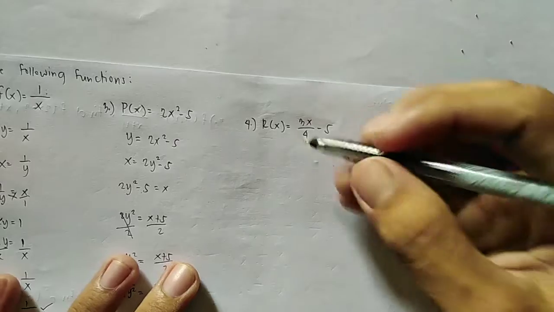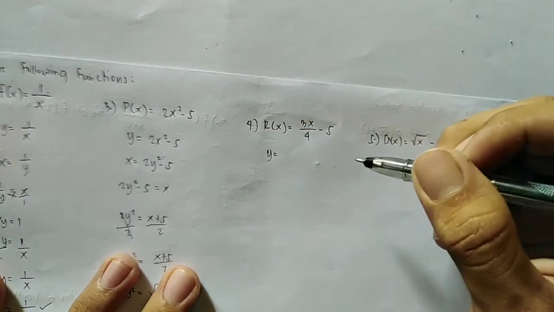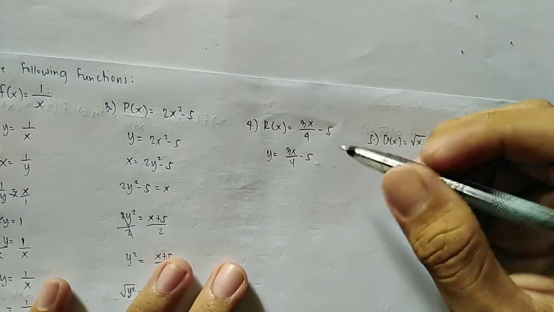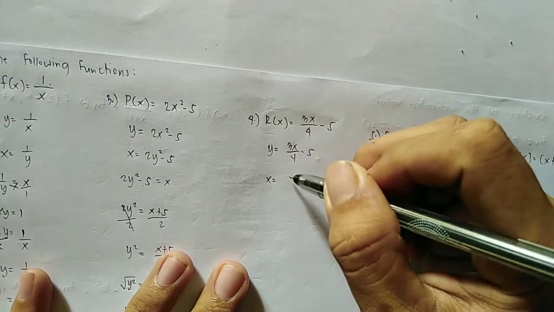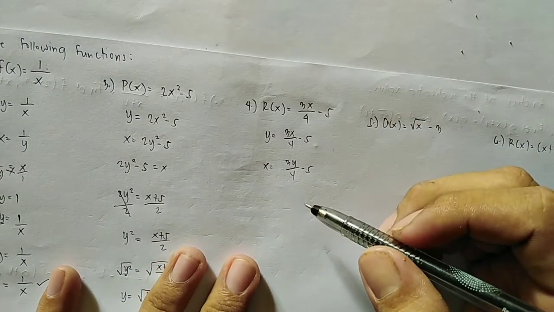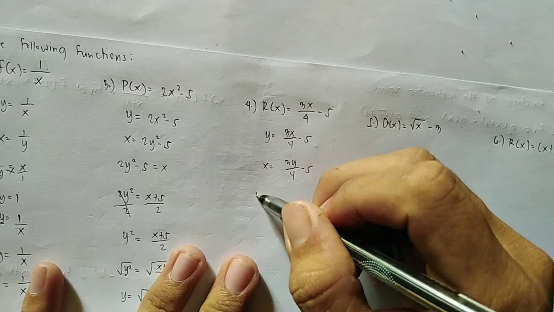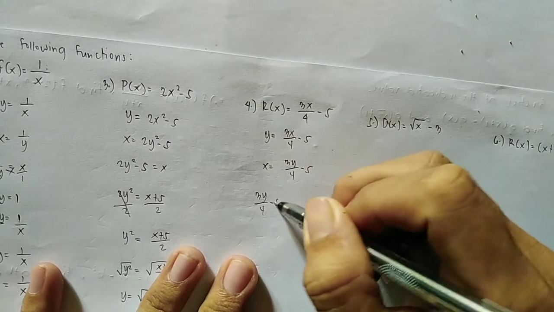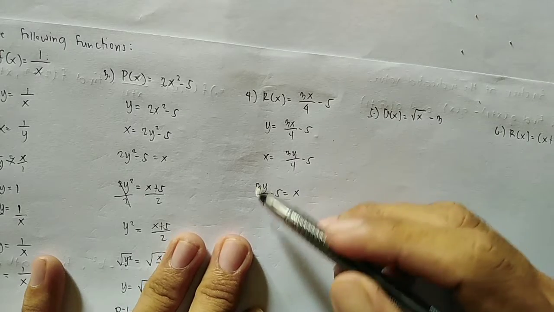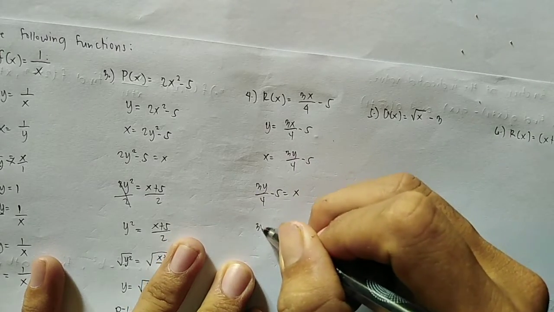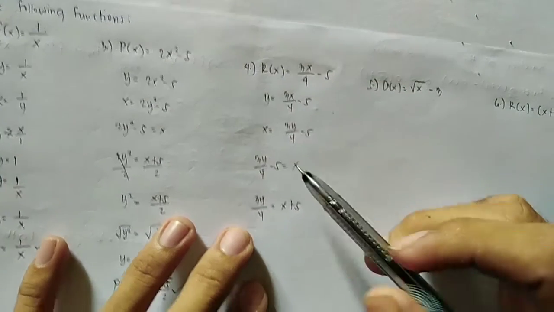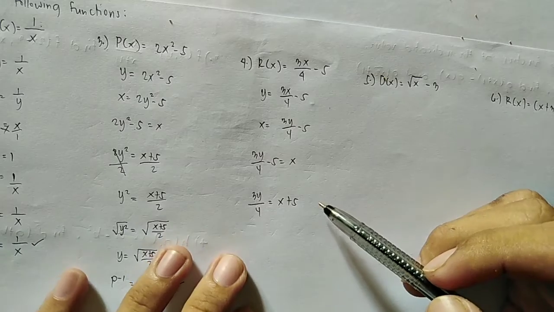Again, first step, you have to change the function notation into y, and then the second step will be to interchange y and x. So it will become x is equals to 3y all over 4 minus 5. Afterwards, express the resulting expression in terms of y. So 3y over 4 minus 5 is equals to x. Our goal is to make this side y only. So we will transfer 5. Negative 5 transferred to the other side becomes positive 5.